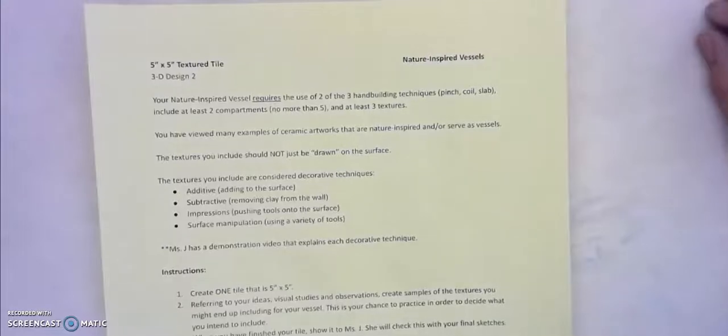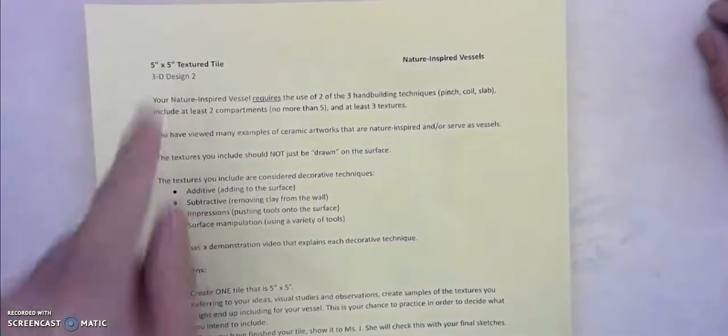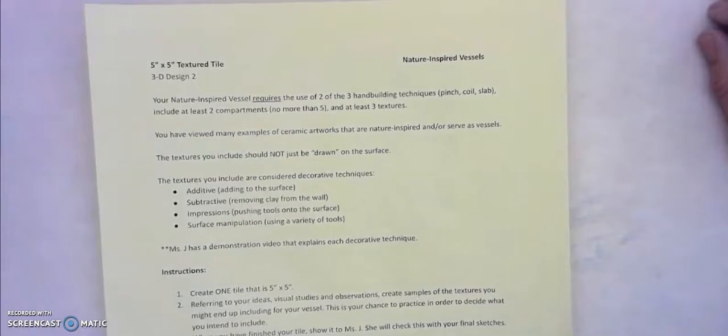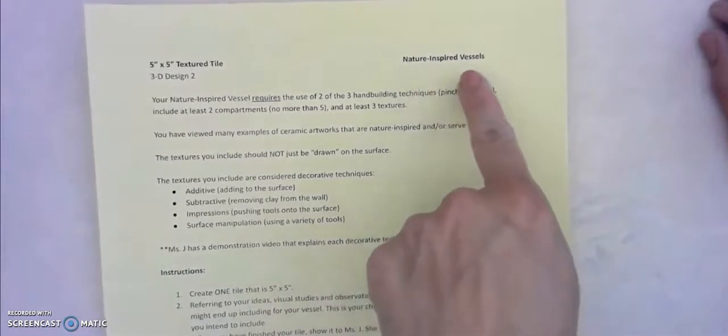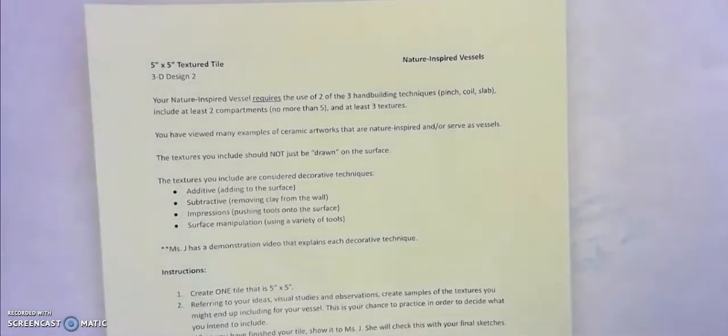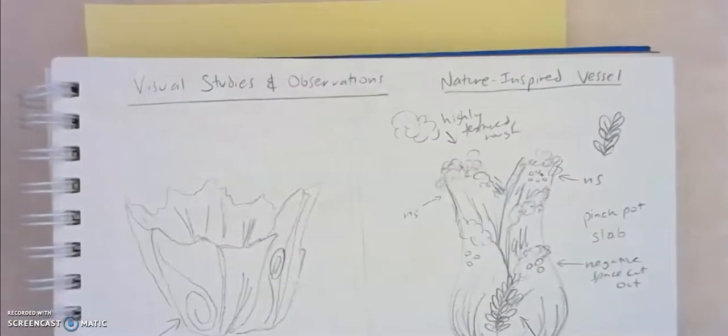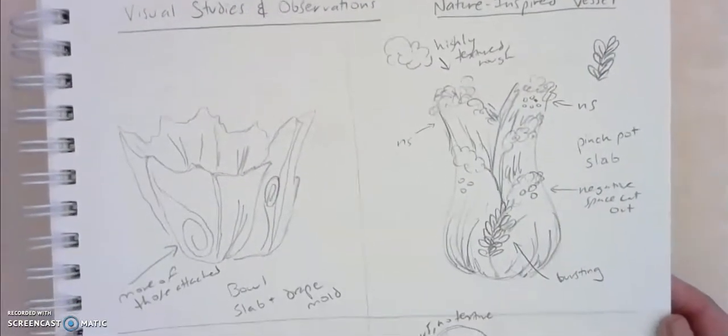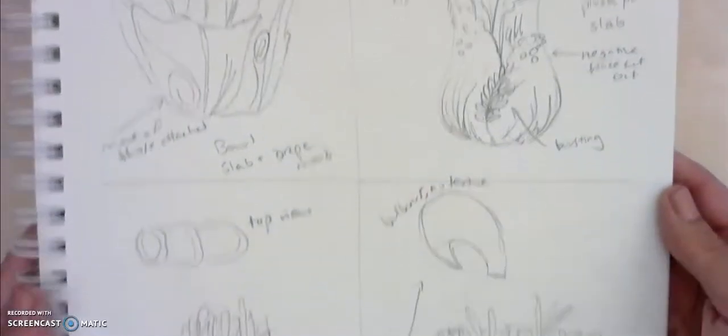For this assignment, you're creating a 5 by 5 inch tile that uses a sampling of textures. And these are textures that you should be actually using for your nature-inspired vessels project. So at this point, you should have already completed the Padlet assignment, and you should have already shown Ms. J your visual studies and observations.